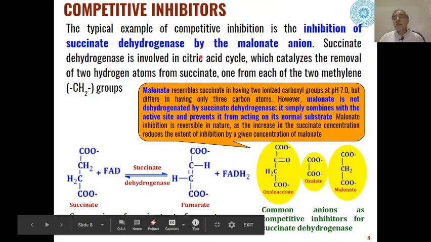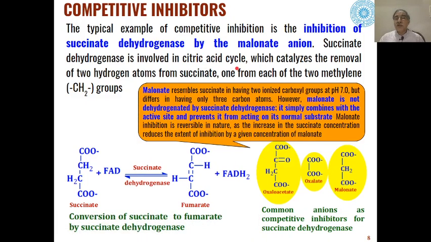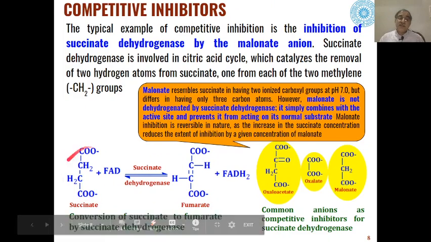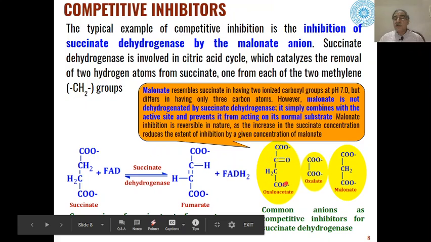dehydrogenase is involved in the citric acid cycle, and if in this enzyme, in addition to succinate, we are having, say, oxaloacetate or oxalate or malonate, then the activity of the enzyme changes to a lower activity. For example, in case of malonate, if you see the structure of malonate and the structure of succinate, the only difference is that in between these two carboxylic acid groups we are having two methylene groups in succinate, whereas in case of malonate we are having only one CH2 group.